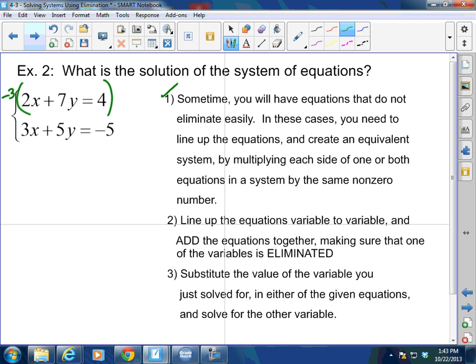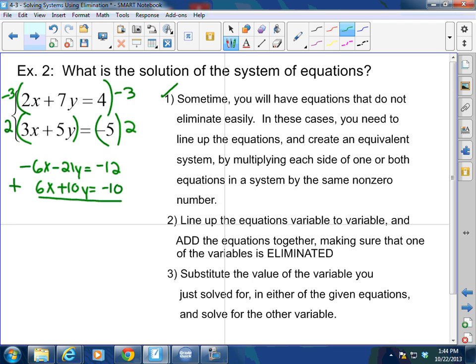I'm going to choose to multiply the top by -3, and I'm going to choose to multiply the bottom by 2. Please remember that this is an equation. We're keeping equality, so we're multiplying on both sides of the equation to keep equality. So this top equation now becomes -6x minus 21y equals -12, plus this bottom equation is 6x plus 10y equals -10. The x's cancel out. That's exactly what I wanted.